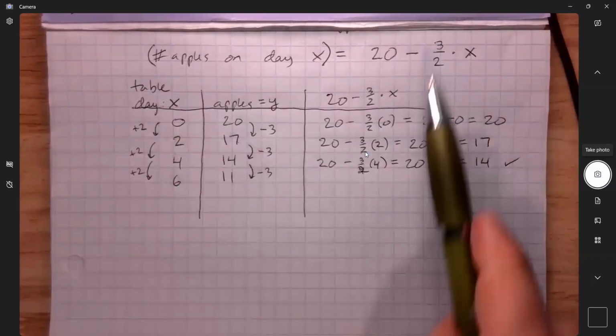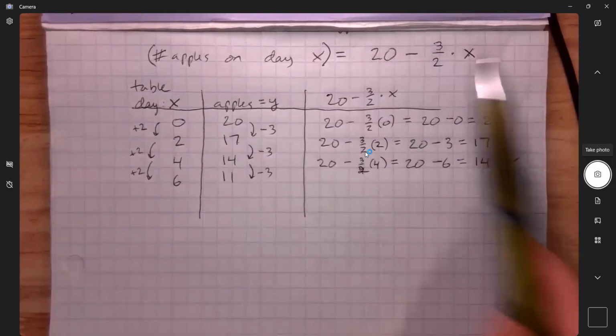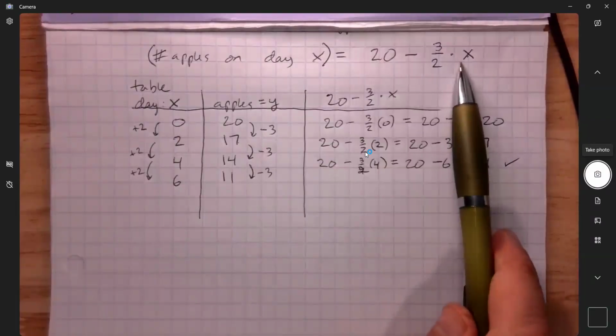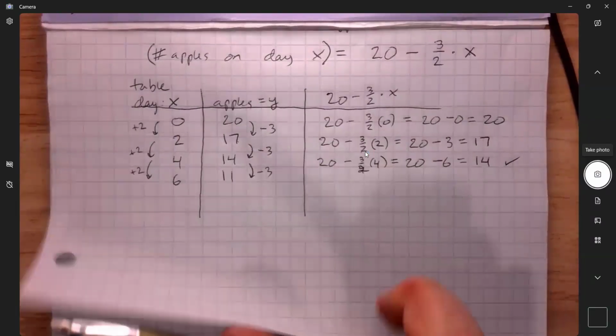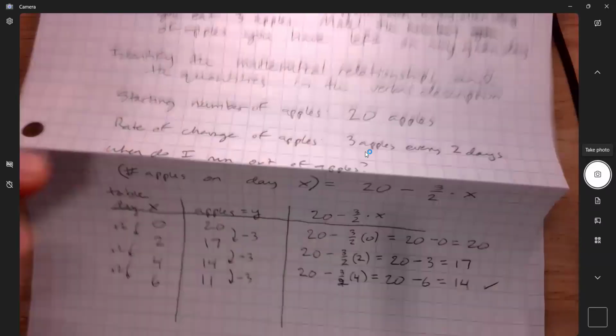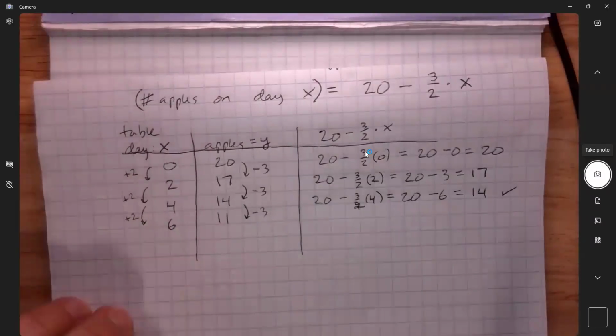Using the table helped me either build a formula or at least confirm the formula that I think I came up with. And I strongly recommend you do this when you build a formula based on a verbal representation. Also go ahead and make a table based on that, and then check your formula against your table.